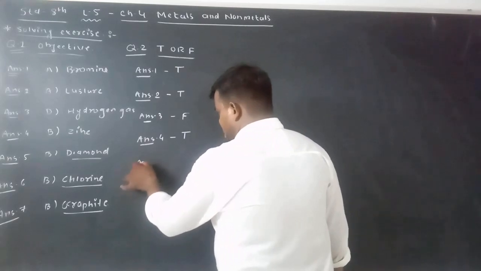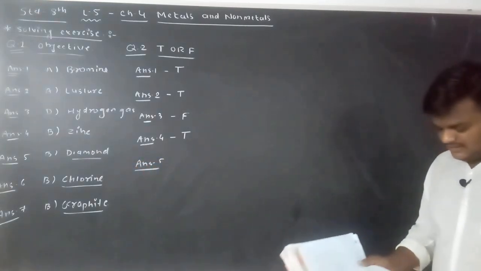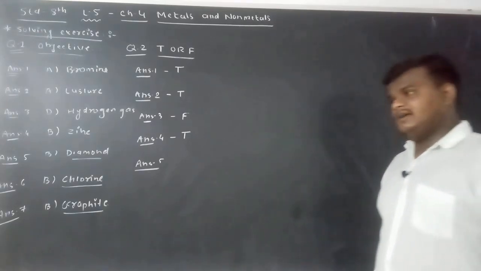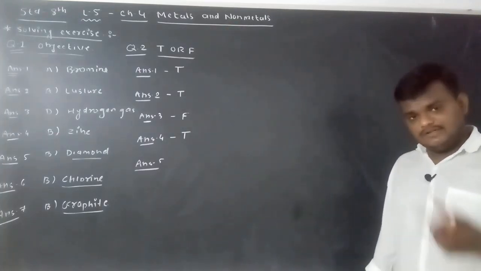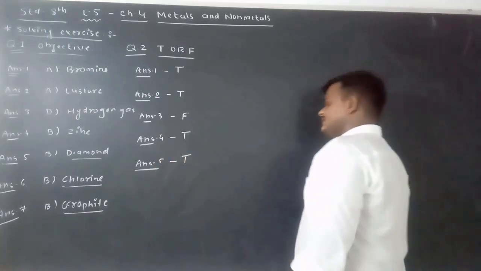Now question number 5. What is given in question number 5? Let's look. Graphite is a good conductor. Graphite, which is inside our pencils, is a good conductor. Yes, it conducts electricity. So this statement is true.